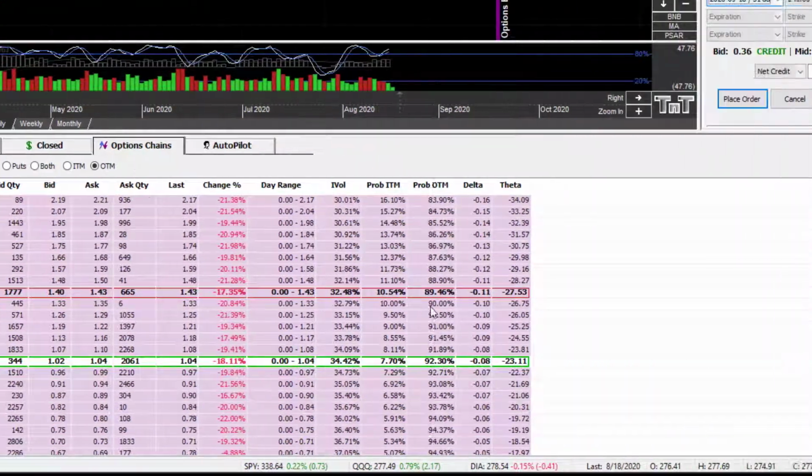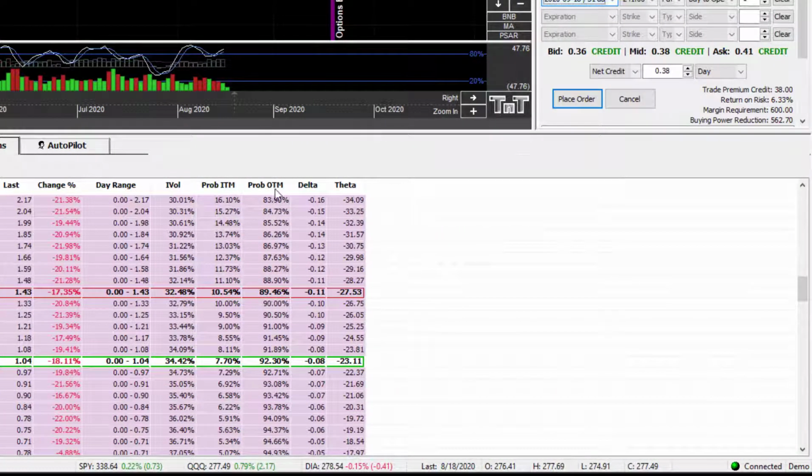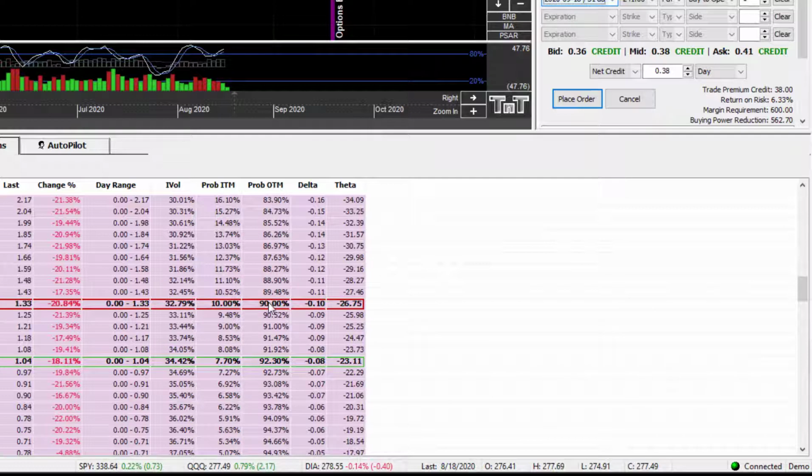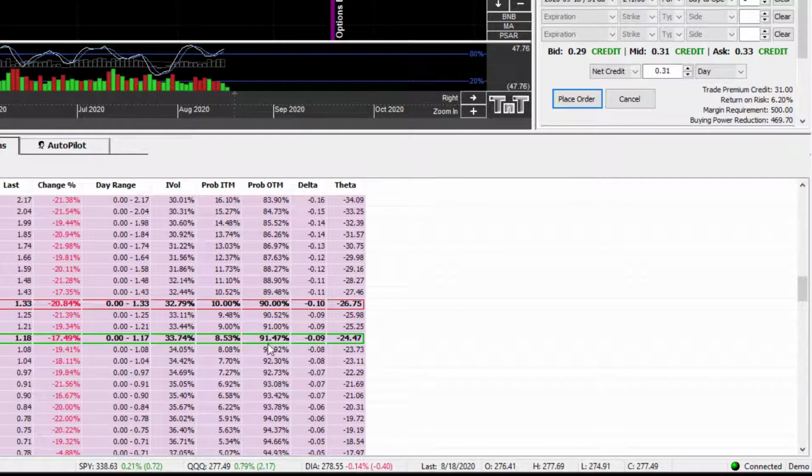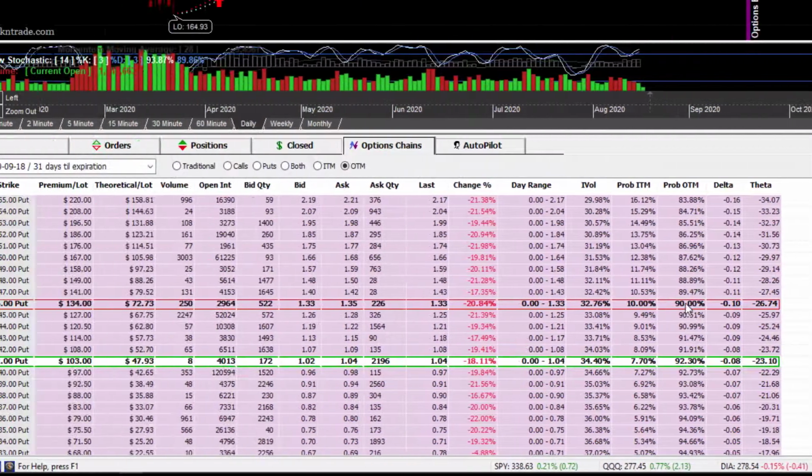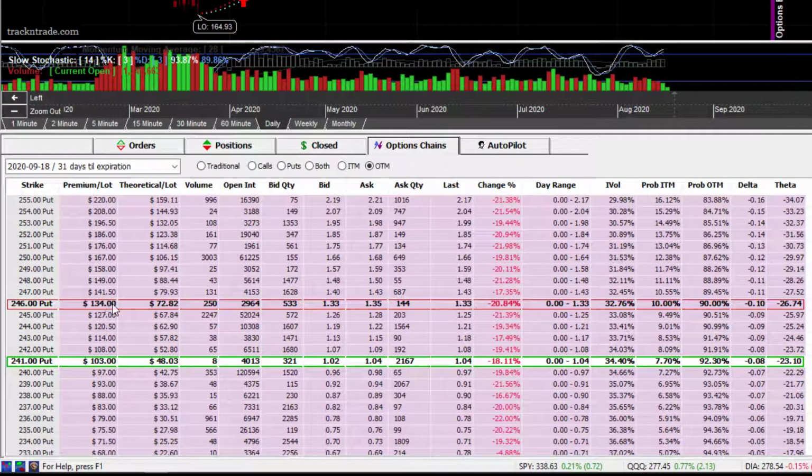So as we come down here, we see that we have our probabilities of being out of the money. And I'm just going to put the one that we're going to sell right at 90%. And this is the one that's our insurance policy. Okay, so we're going to sell it, and we're going to collect $134 for every one that we sell, for a 246 put. But we need to buy some insurance. So the insurance policy down here, this is $103.